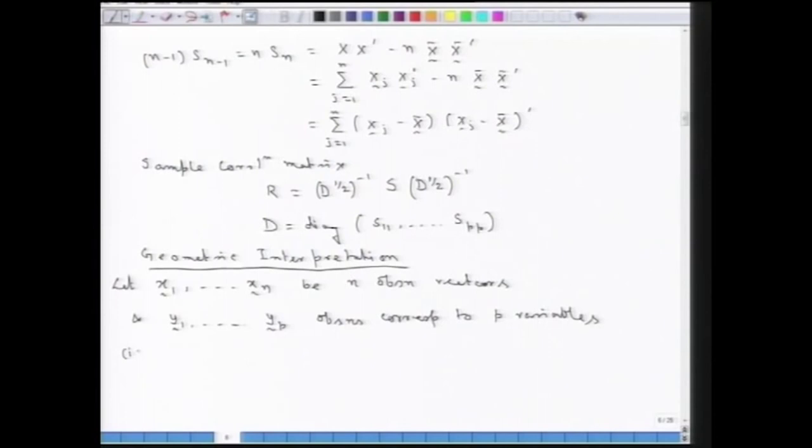Now, if we look at the projection of any y I vector on 1, the vector of ones, it is going to be given by y I prime 1 divided by 1 prime 1, multiplied by this 1 vector. This is the projection vector, which is the projection of y I on the ones vector. There are p such vectors, I equal to 1, 2 up to p, corresponding to each of these p vectors, which are holding all the observations corresponding to these variables.